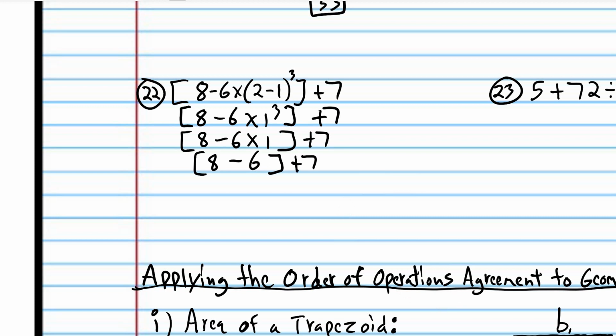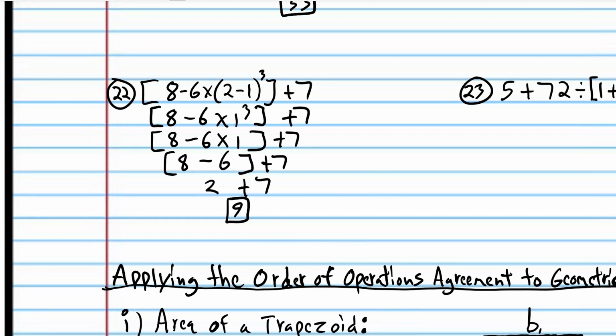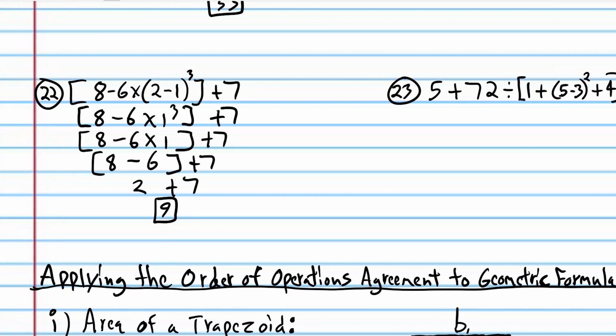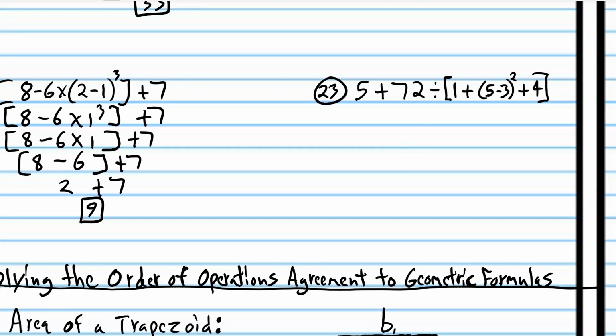8 minus 6, we have to keep going with the brackets. 8 minus 6 is 2. And because we're done with all the operations in the brackets, we can get rid of the brackets, and 2 plus 7 is 9. So if you got the right answer there, good job. If you didn't, that's okay. Just figure out what you did wrong. Actually, we did that one together, so I don't know why I'm telling you that.